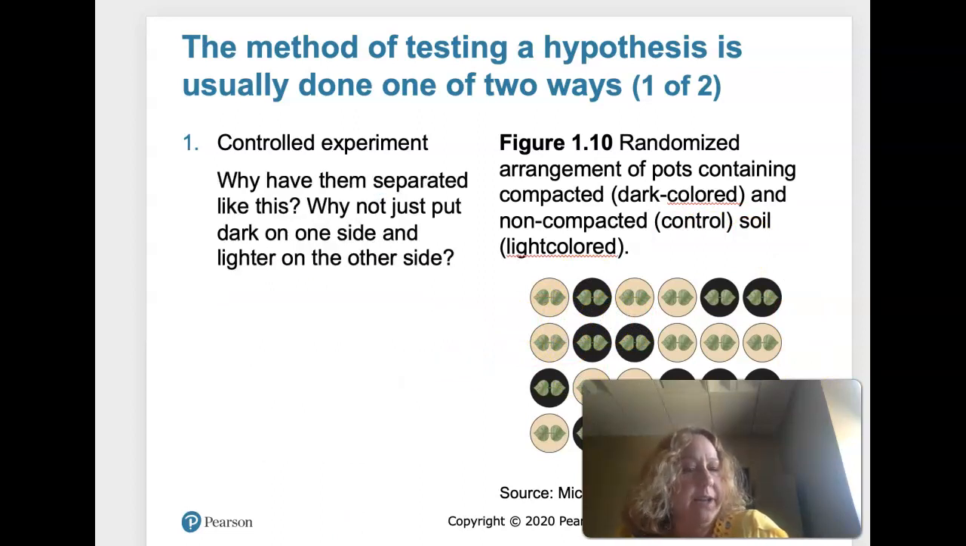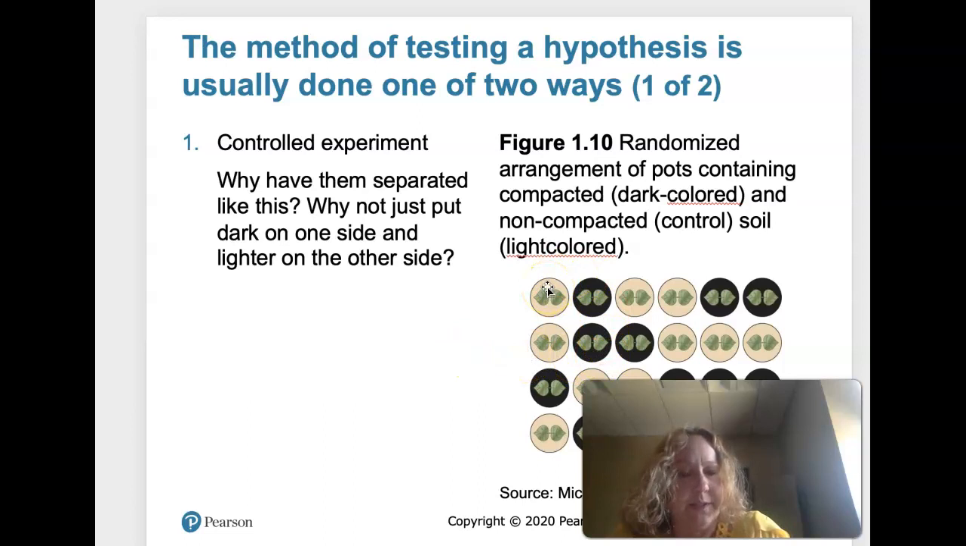Why have them separated out like this? Why not just put compacted on one side and non-compacted on the other side? Basically, that's because if this is your greenhouse and the light is coming in here, and you put the compacted right here and the non-compacted over here, how do you know that the effects are not from the light, or maybe there's an air conditioner vent here, or maybe, you know, the janitor comes in and knocks it over every day, or you have no idea.